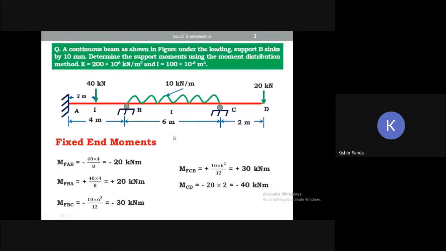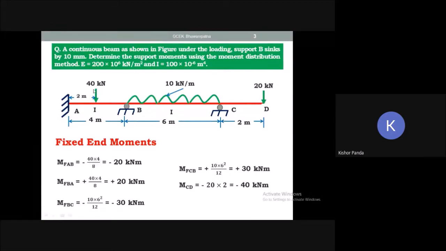What is your first step? The first step is to find the fixed end moments. Assume the ends of the beam are fixed, and find the fixed end moments. First take span AB, assume both ends A and B are fixed, and find MFAB and MFBA. On span AB, there is a concentrated load at the midpoint. So what is the moment at the end? MFAB is equal to minus WL by 8.